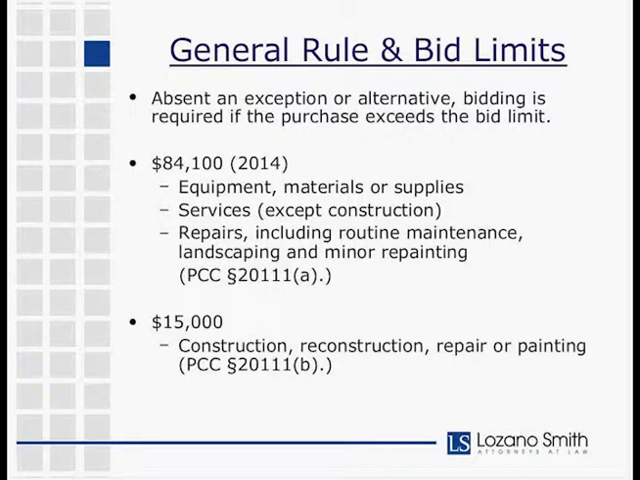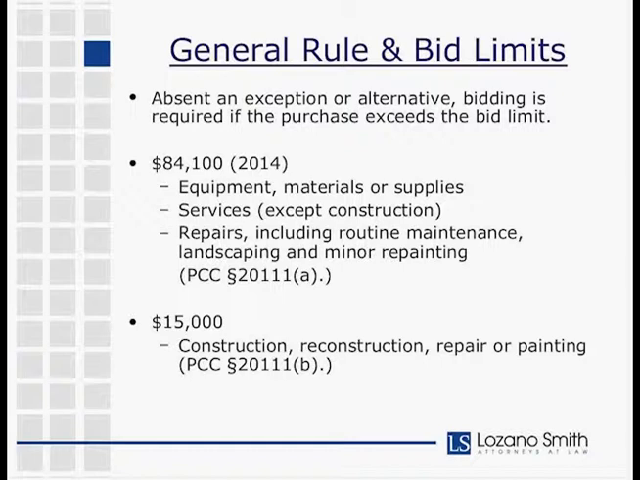Those categories of items apply a currently $84,100 bid limit. And that number is actually increased every year by the Superintendent of Public Schools. So if you were to go into the statute cited there, 20111A, you're going to see a reference to a bid limit of $50,000. That's what the limit was initially when the statute was enacted, and it's increased every year. So again, the current bid limit for these three categories of purchases is $84,100.